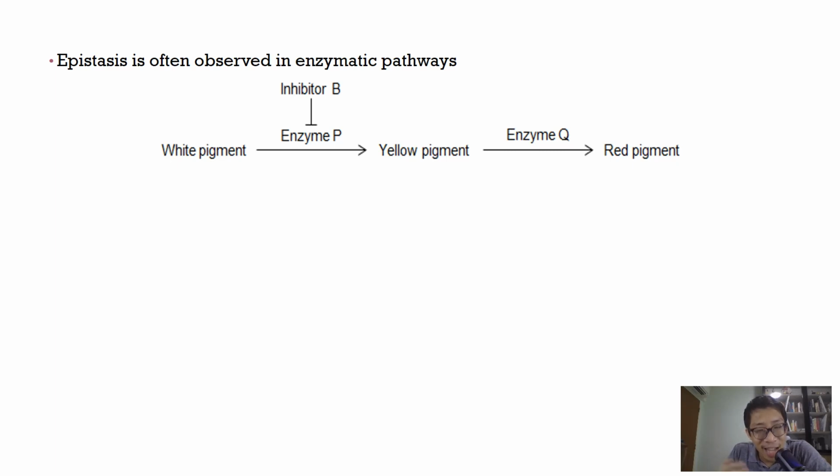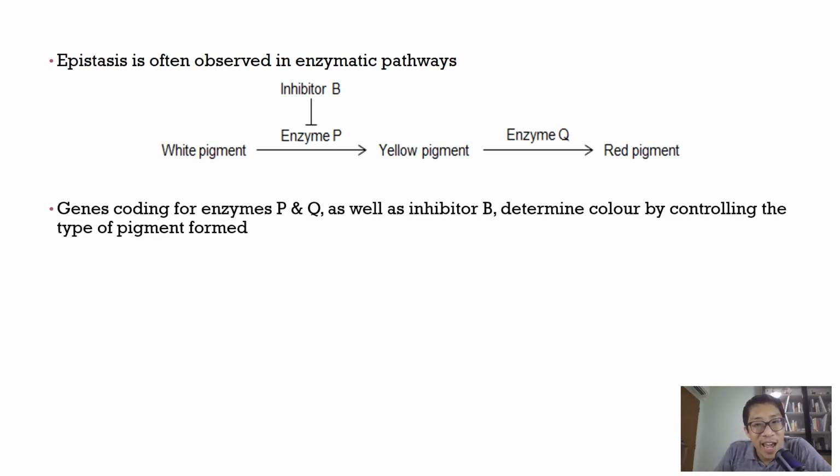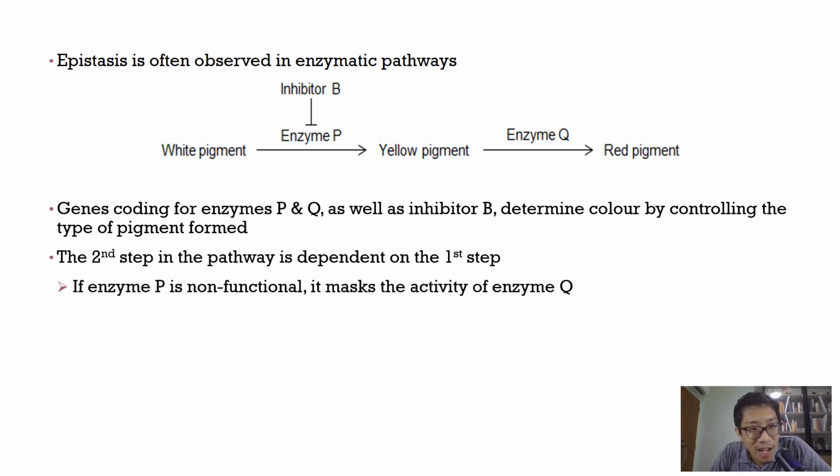Since the enzymes work together in the same reaction, they interact together to form the colored pigments. Likewise, the genes that code for these enzymes interact together to give you different colors. Genes interacting together are gene interaction and epistasis. In this case we have the second step in the pathway, which is dependent on the first step of the pathway.